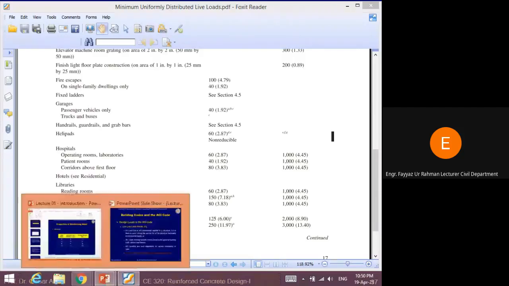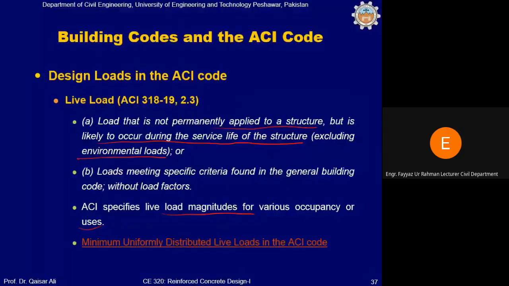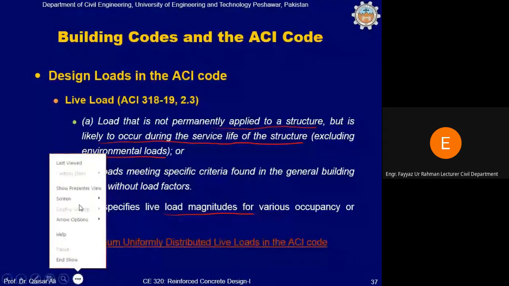ये आप इस पर एक एक्सरसाइज भी कर सकते हैं. For example, as I told you that live load for classroom is 40 pound per square foot. इसको अगर हम for example कैलकुलेट करें, live load for classroom given in ACI as well as in the AAC, it is 40 pound per square foot.